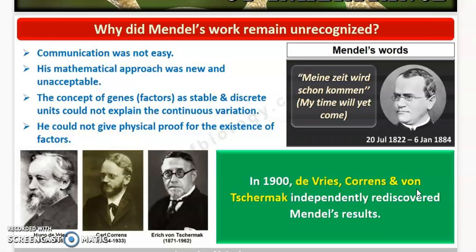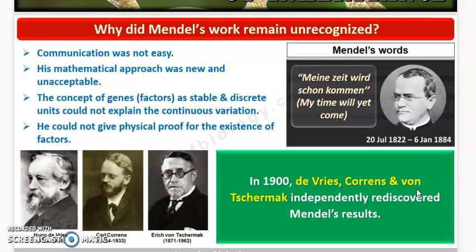The first one is communication. Communication was not very easy during that period of time as it is now. In those days, communication was not proper and his work could not be widely published, so throughout the world, people did not come to know about the findings of Mendel.